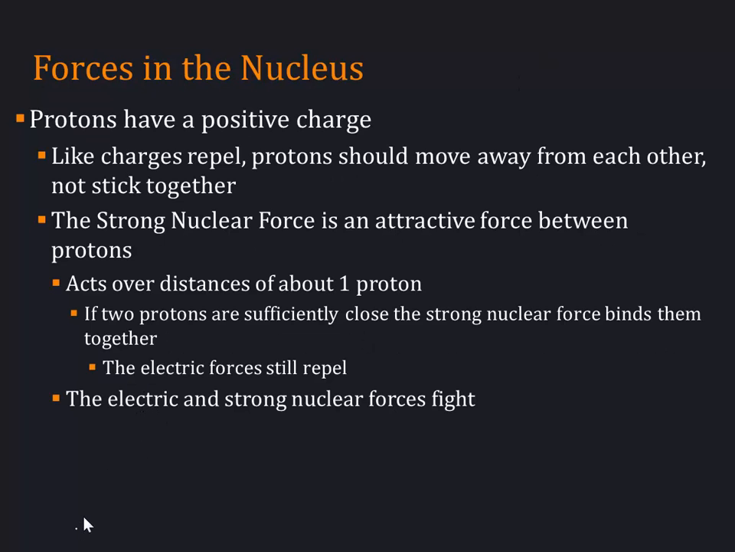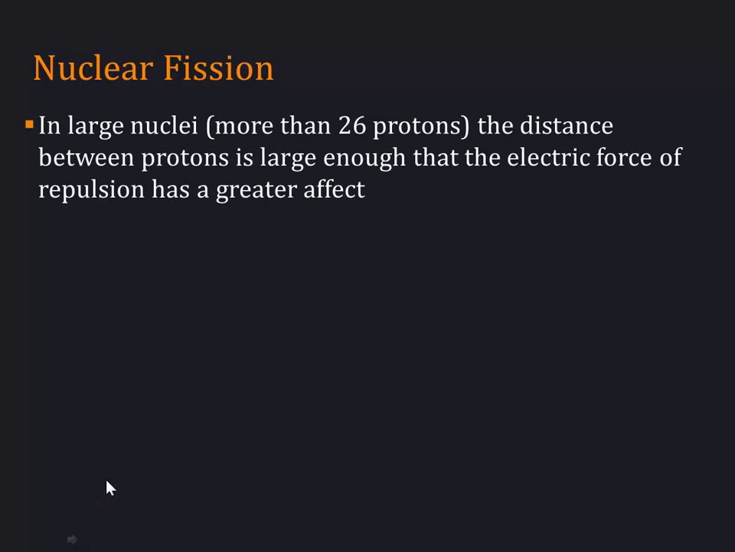So these two forces, they're in a constant fight trying to decide which one's going to win. And since it's the distance between the protons that has the biggest effect, it's actually the size of the nucleus that's going to determine who wins this fight. So, for the large nuclei, we have this thing called nuclear fission. In a large nucleus, which is more than 26 protons, and most things that undergo nuclear fission spontaneously have much more than 26 protons, the distance between adjacent protons is large enough that the electric force of repulsion has a greater effect.